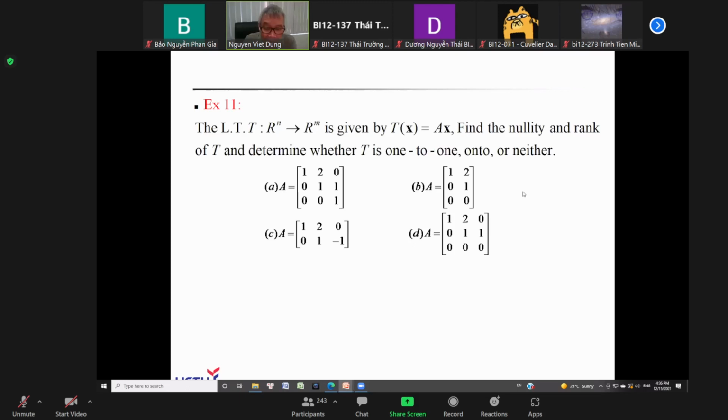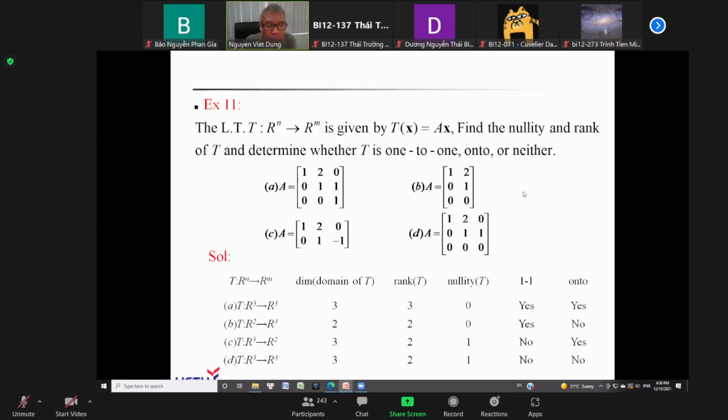Then the answer is in a table like that. The first column is the dimension of the domain, which is very easy. Here it is 3, 2, 3, and 3. That is the dimension of the domain. For the rank of T, you only need to count how many non-zero rows there are, so it is very easy. For the nullity, we use the relation between the rank, the nullity and the dimension of the domain. So the nullity is very easy to find here.